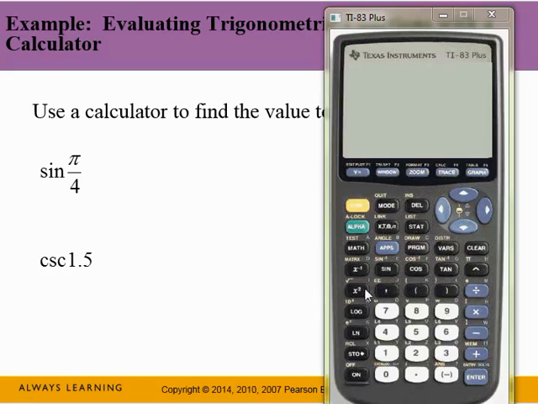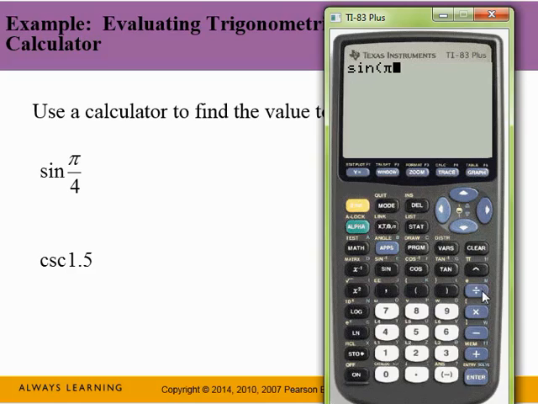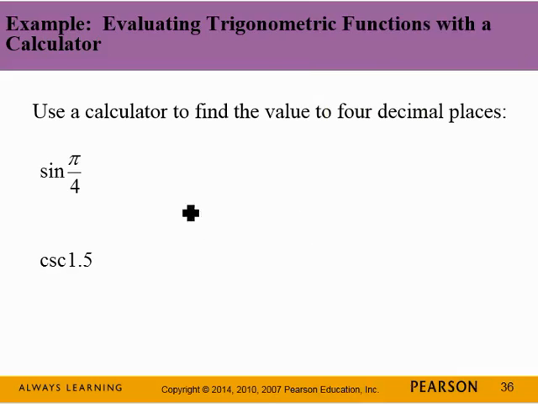Alright, so we want sine of pi over 4. Then you just hit enter. It wanted you to round to 4 decimal places, so 0.7071 would be your answer. So it's about 0.7071. Now try secant of 1.5 on your own.